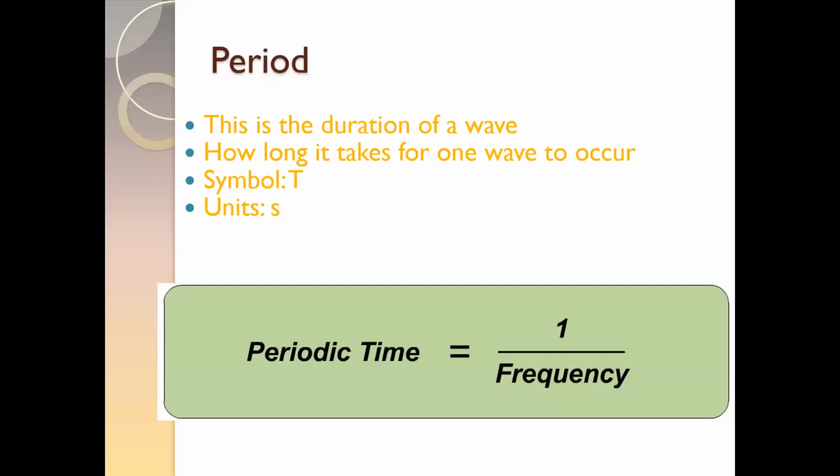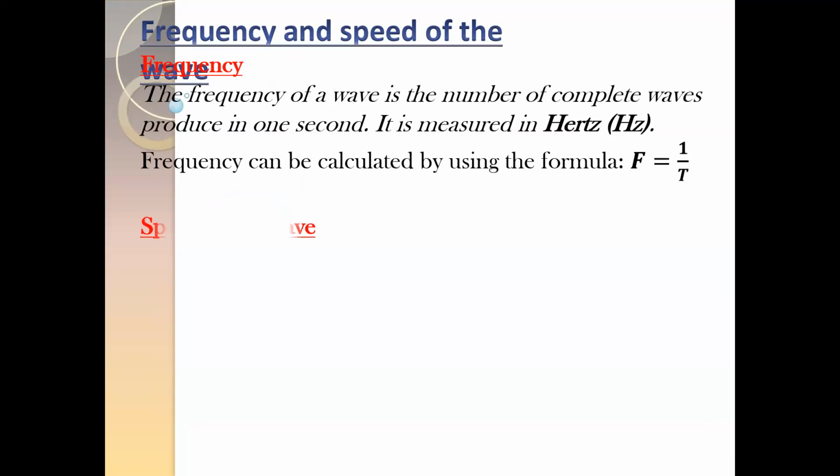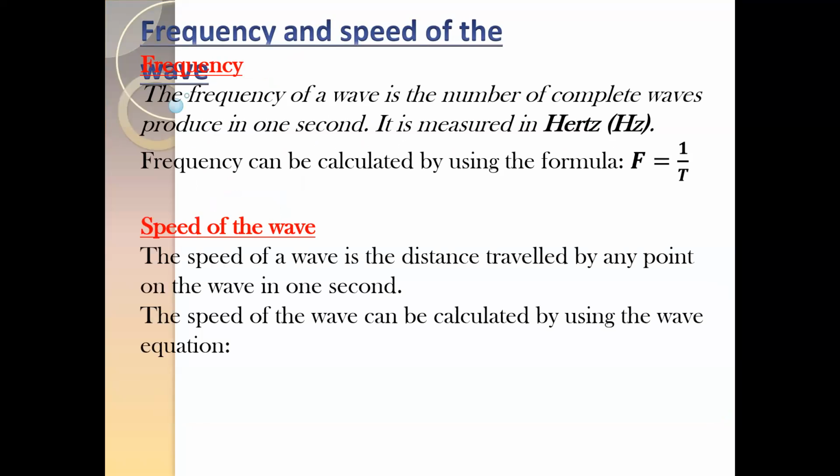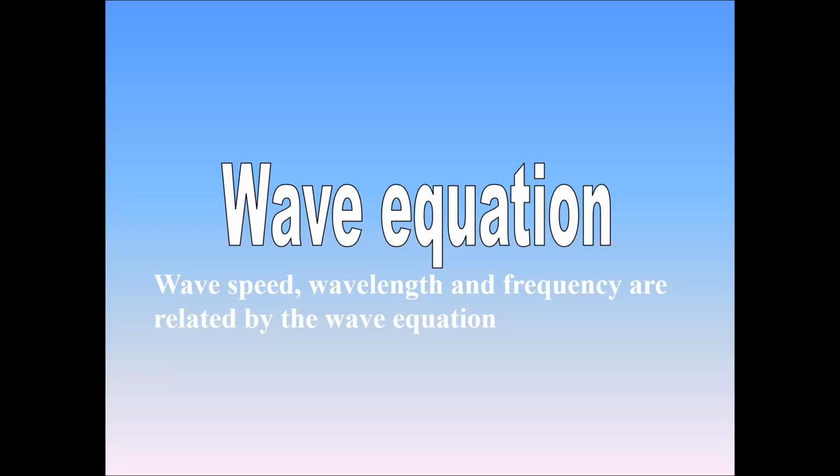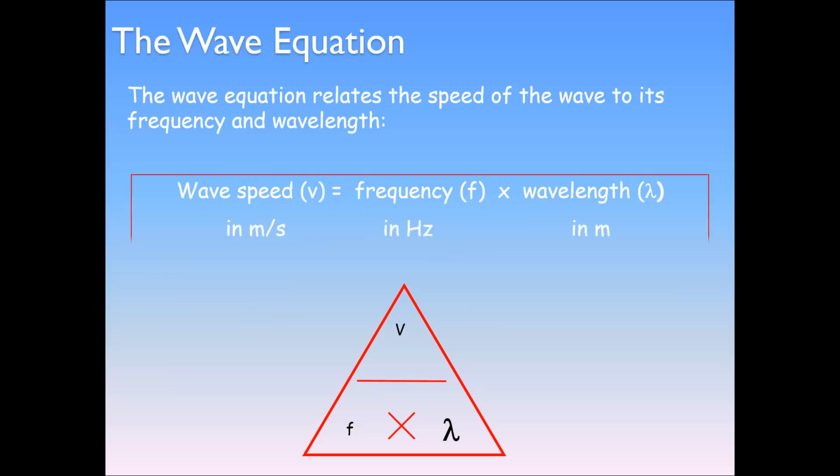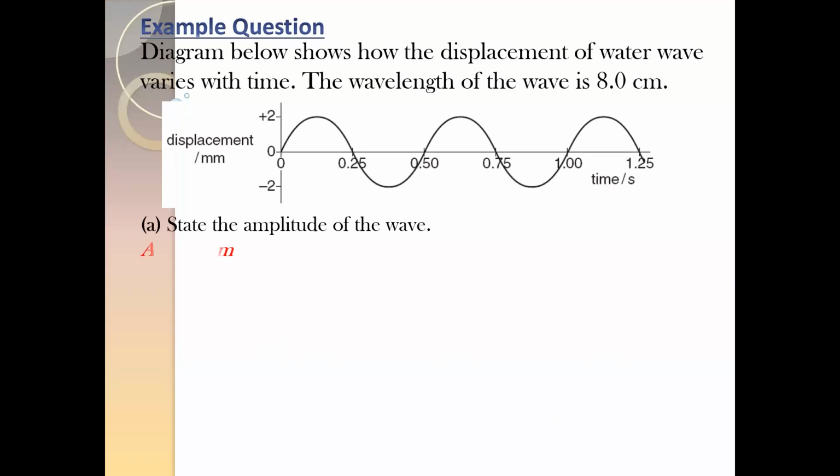The period means the time it takes to complete one vibration. We call that the period or time period. Time period and frequency are inversely proportional. If we want to calculate the speed of the wave, we can use the formula v = f λ. This is a very important formula. It can be used for any kind of wave. This we already discussed, the example question.